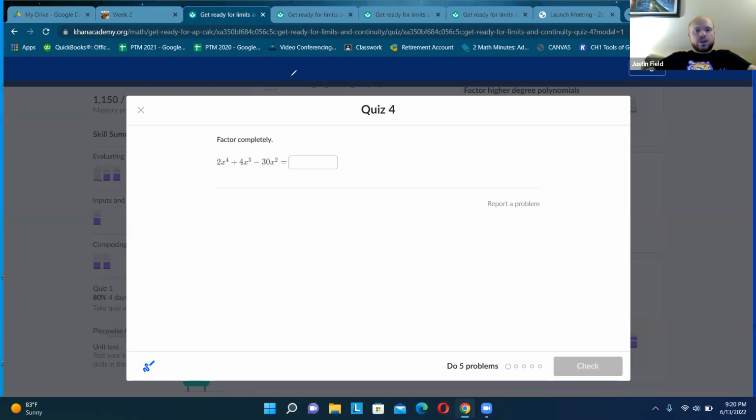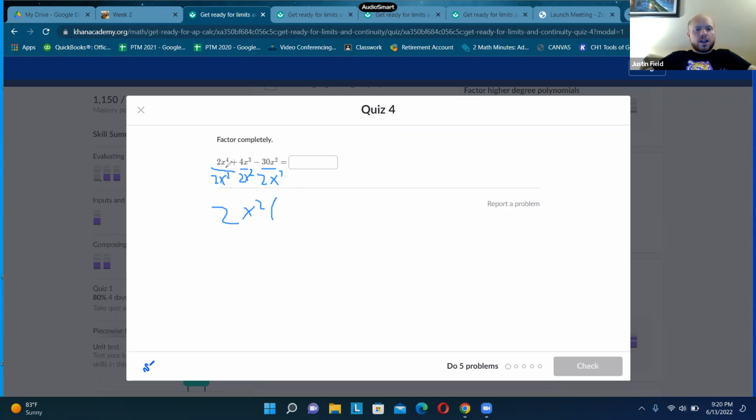So what is rule number 1 of factoring? Divide everything by the GCF. So 2, 4, and 30, the GCF is 2. And then what's the lowest number of x's? X squared. So we'll divide everything by x squared. And the GCF goes out front.